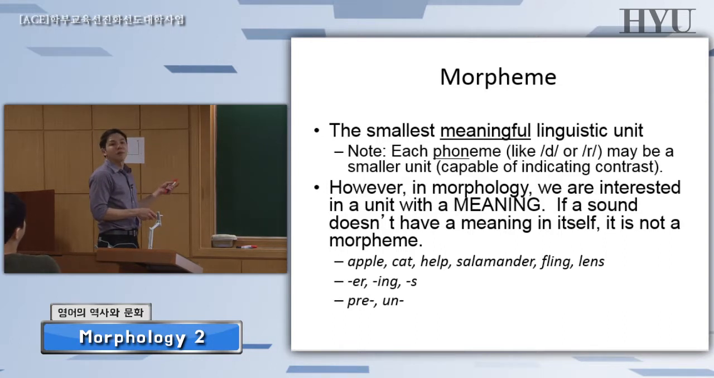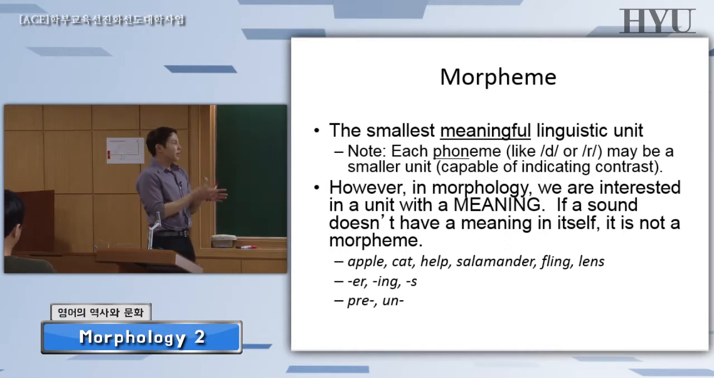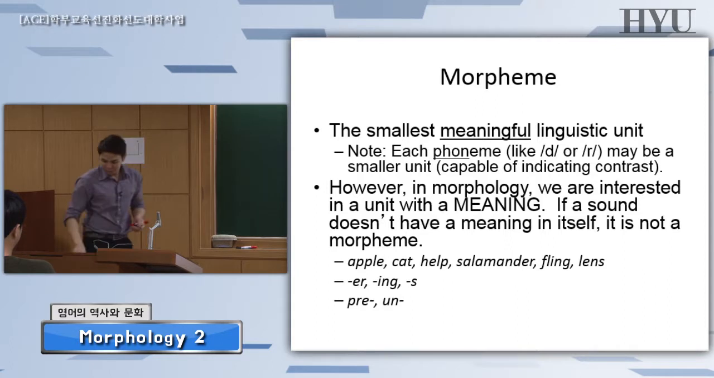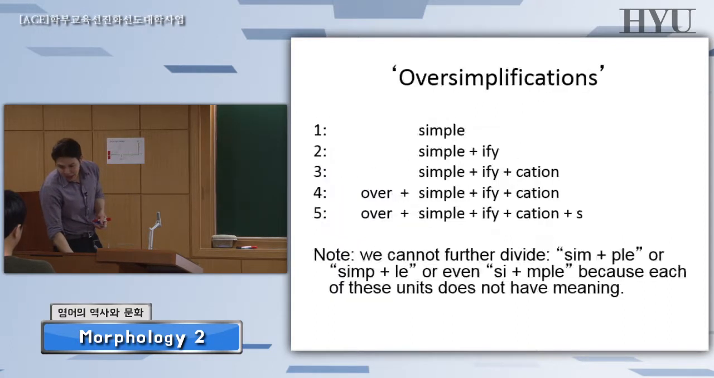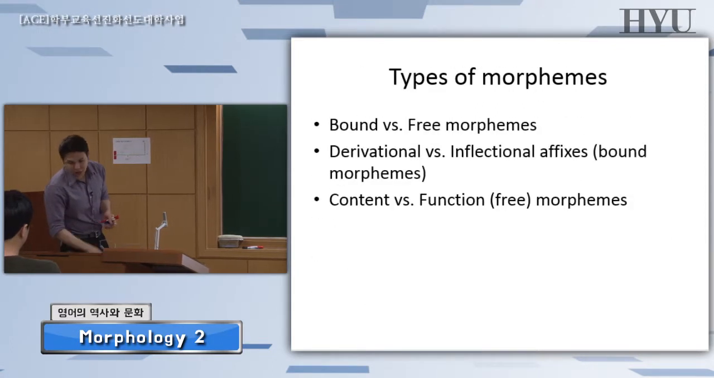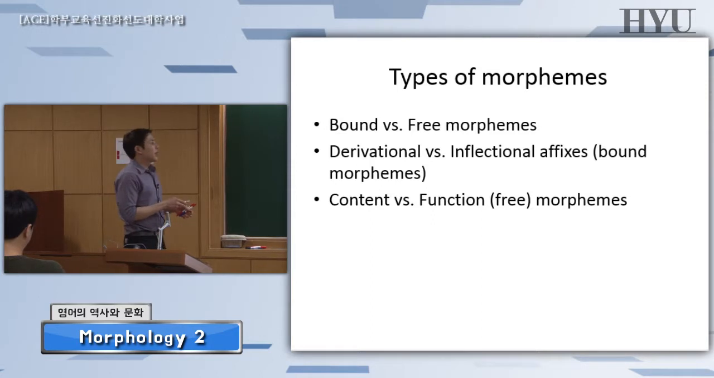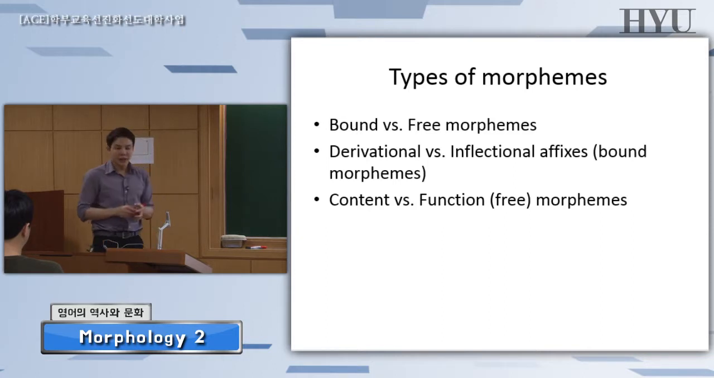S is not a syllable. S is just a sound, right? So don't confuse a morpheme and a phoneme, okay? And then we look at two types of morphemes, bound and free morphemes. The bound morpheme cannot stand alone, and the free morpheme can stand alone as a word, okay?